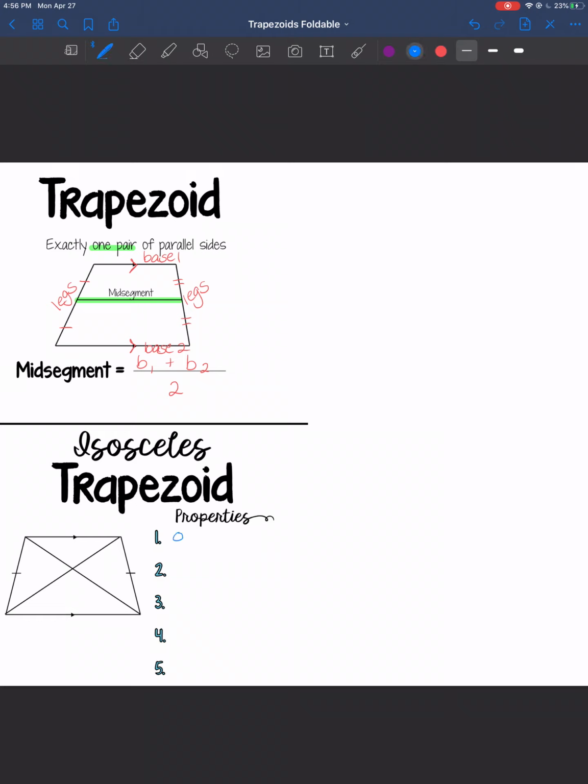You still have one pair of parallel sides, and those are the bases, and again that's marked with an arrowhead. So base 1 and base 2. But instead of the legs not being congruent, in an isosceles trapezoid, the legs are congruent. And that's marked here with a hash marking. The third property is that we can still find the midsegment by finding the average of the bases.